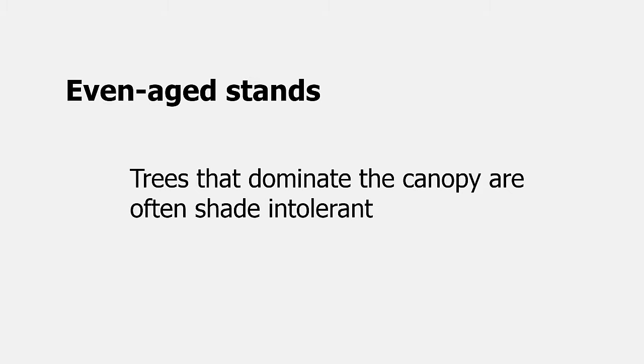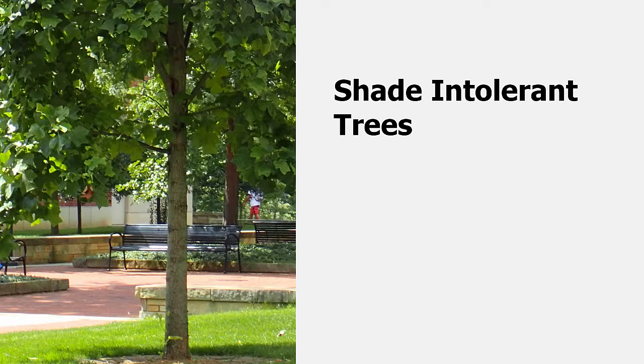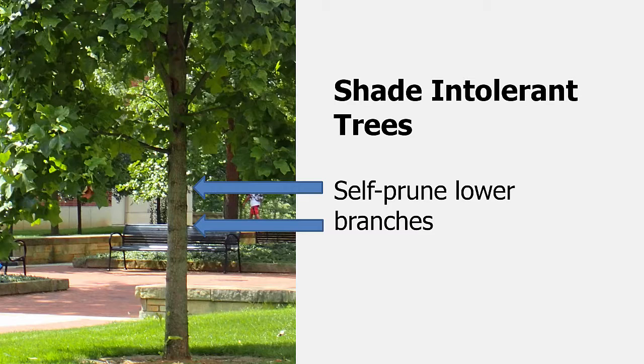In even-age stands, the trees that dominate the canopy are often shade intolerant. Therefore, to capture the resources they need, they have to be able to grow at a faster rate. Shade-intolerant trees self-prune their lower branches as they grow taller. As a tree crown develops in height and width, it casts shade onto the lower and inner crown leaves and branches. At some point, these shaded parts become so inefficient at converting sunlight that the tree discards them. This process of self-pruning occurs more readily in shade-intolerant tree species.